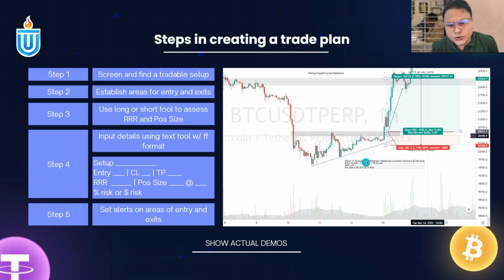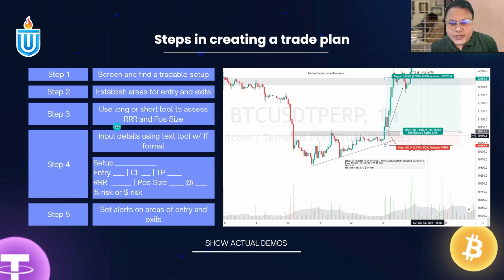Kailangan establish mo yung entries and exits mo in a bull scenario and a bear scenario. In a case na ito yung losing outcome mo, ito yung winning outcome mo. So, kino-cover mo yung both possible outcomes, which yun naman talaga yung nangyayari in a certain trade. You win or you lose, di ba?